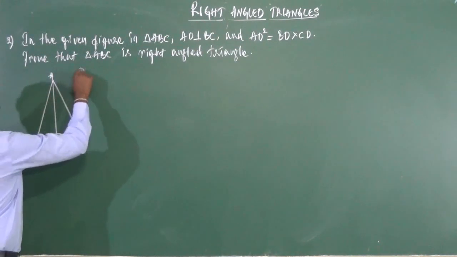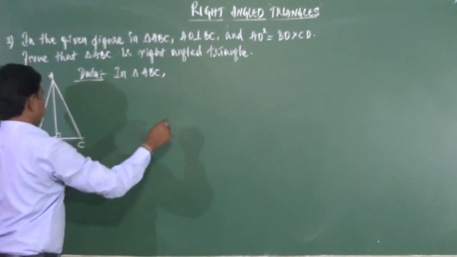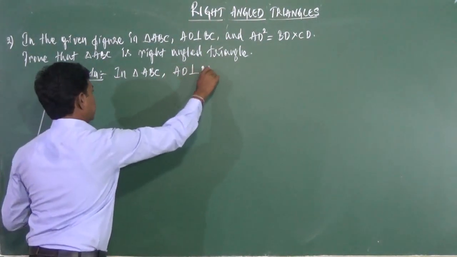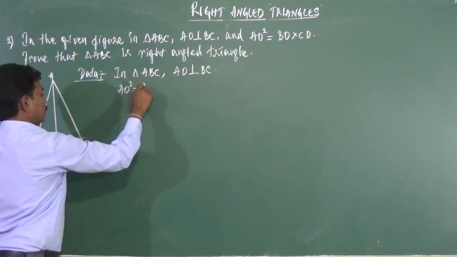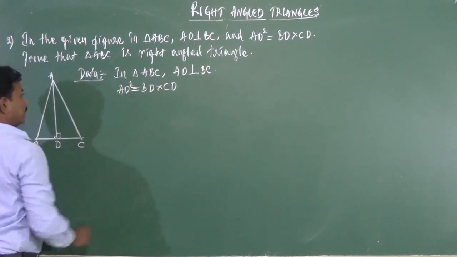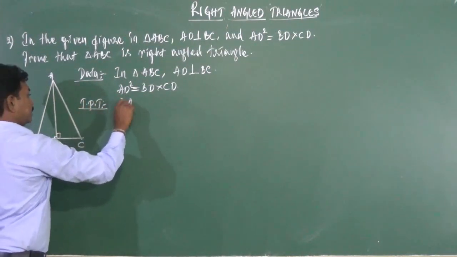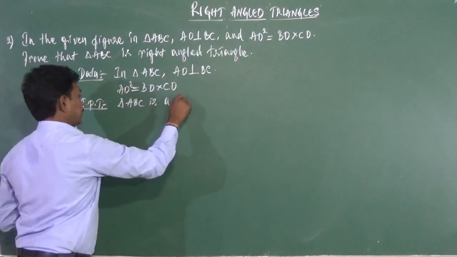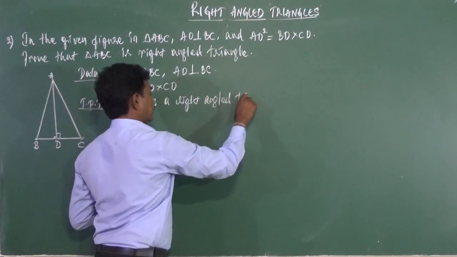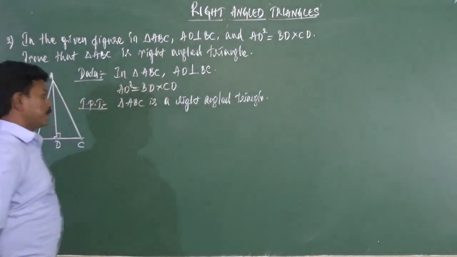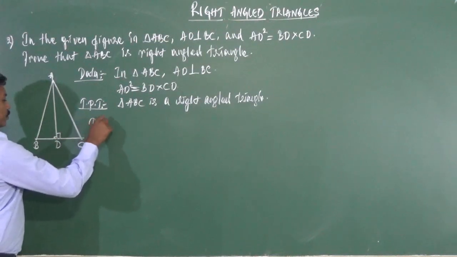So according to data, in triangle ABC, AD is perpendicular to BC, right? And another thing given is AD square is equal to BD into CD. So to prove that triangle ABC is a right angle triangle, we have to prove this. That's very important. It can be proved on the basis of converse of Pythagoras theorem. So let us enter into the proof.